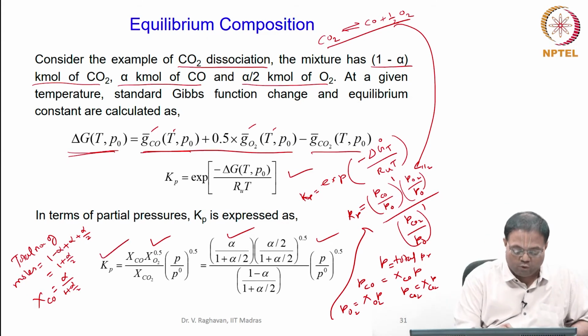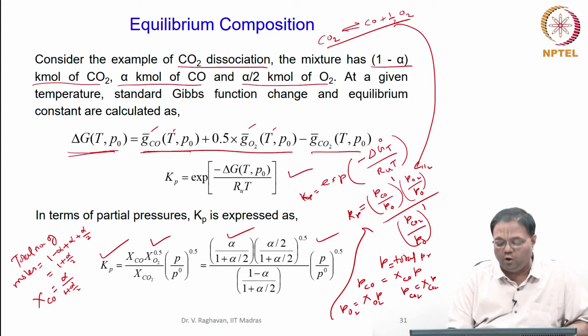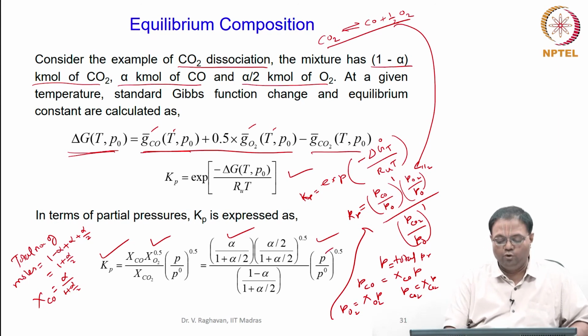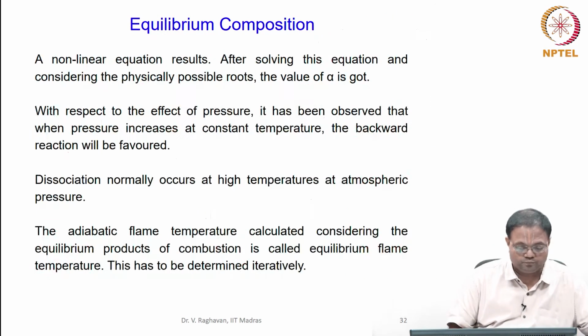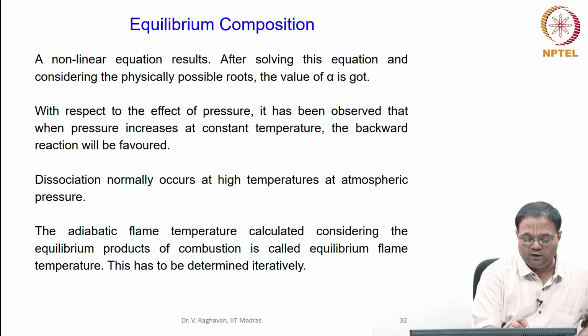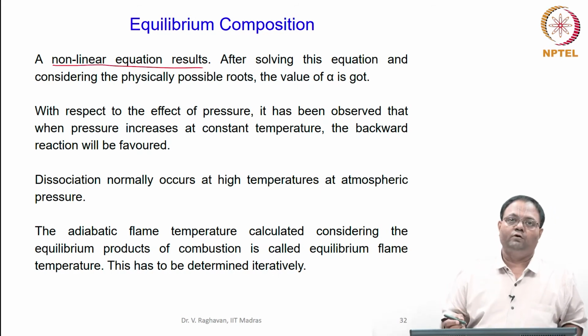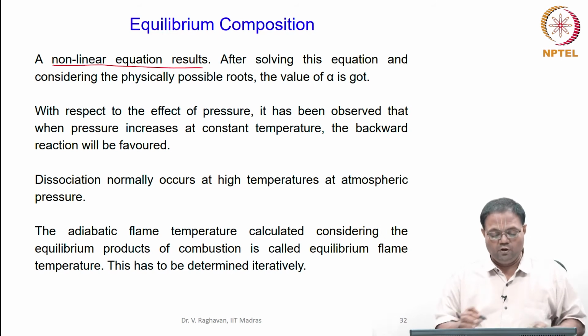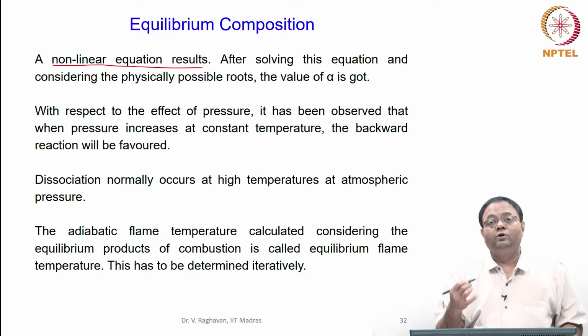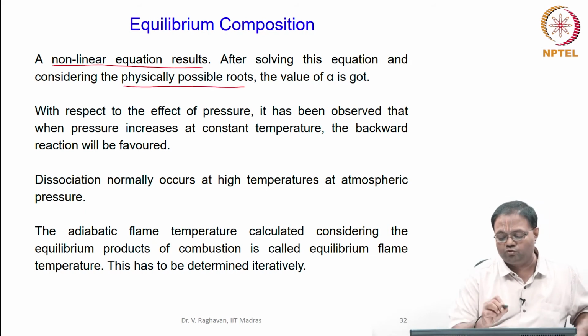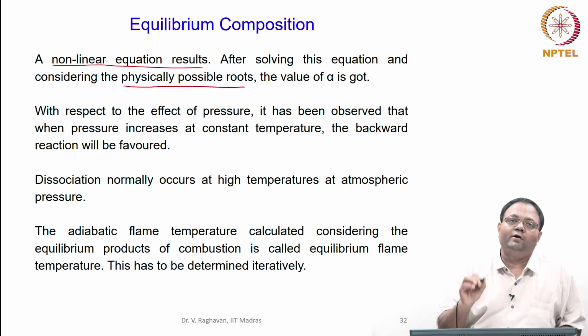So Kp is known. On the right-hand side, alpha appears in a non-linear form. The total pressure is known, so this pressure ratio can be calculated. So you get a non-linear equation involving alpha. Solve that. If you solve it, you get the value of alpha. It's only one unknown, so one equation is enough. But a non-linear equation will give multiple roots. You have to choose the physically possible root. That's all. That will be the value of alpha.